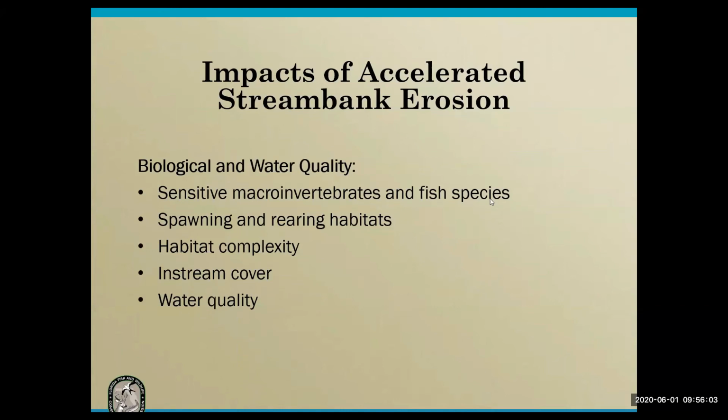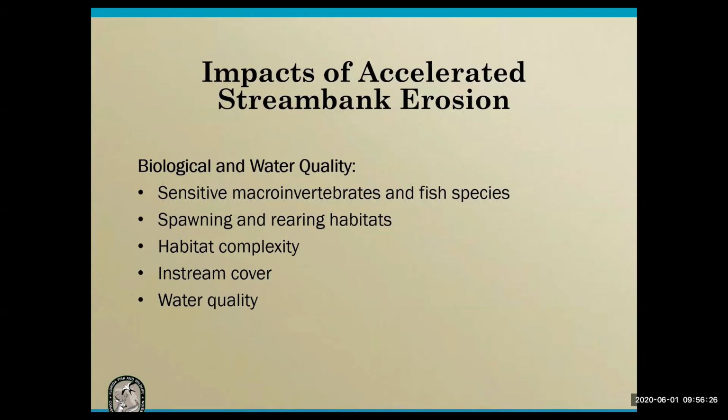Okay, so we'll discuss a little bit some of the impacts of accelerated stream bank erosion, since this seems to be the overlying theme on the Peace and some of the tributaries. With that, you often lose sensitive macroinvertebrates and fish species. It can impact spawning and rearing habitats of fish and invertebrates.